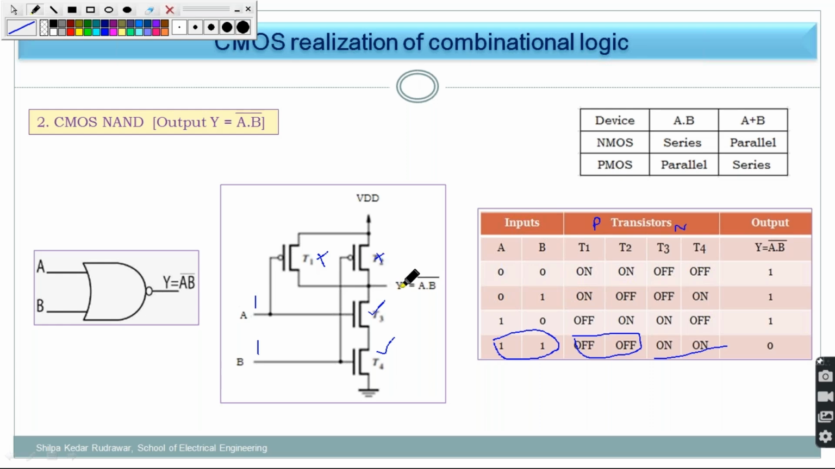Direct path to the output you are getting like this, and that's why this VSS is connected to output. VSS means 0, and that's why your output is 0. So hope the things are clear with you. In this way you need to draw the truth table.